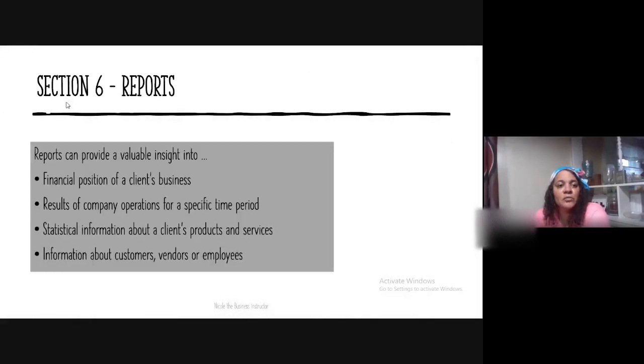So Section 6 reports. Reports can provide a valuable insight into the financial position of a client's business, reports of company operations for a specific time period, statistical information about a client's product and services, and information about clients, vendors, and employees. So this question might be in the form of, which of the following would give valuable insight from reports? And they might have only 2 or 3 of these that are listed here, and then the others do not apply. So you want to make sure you have in your notes all 4.